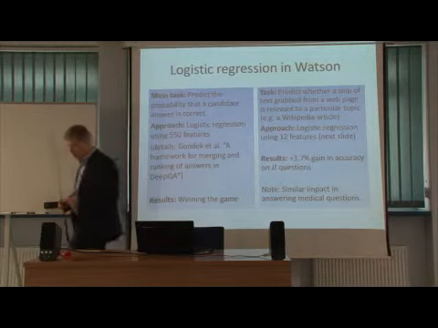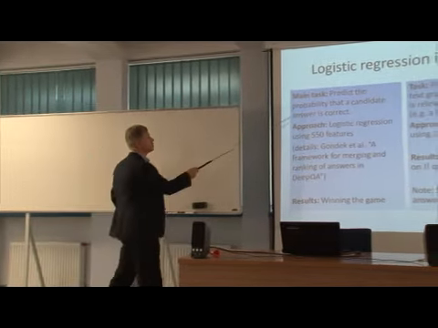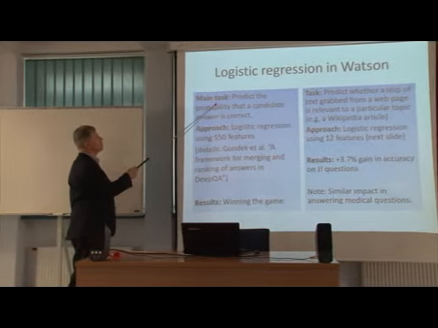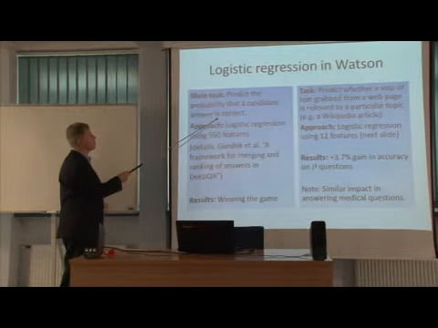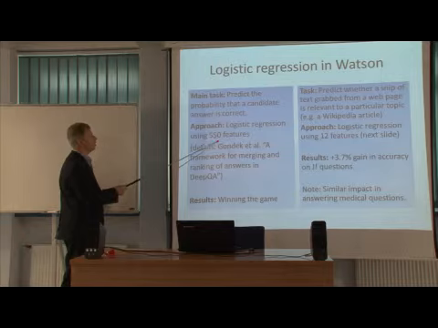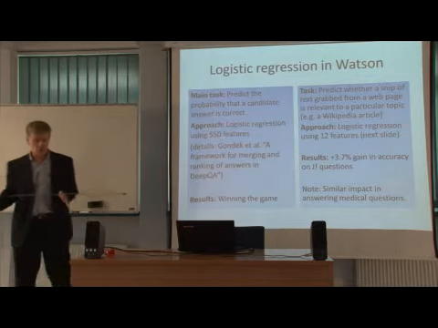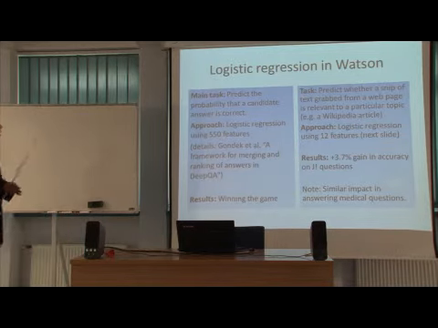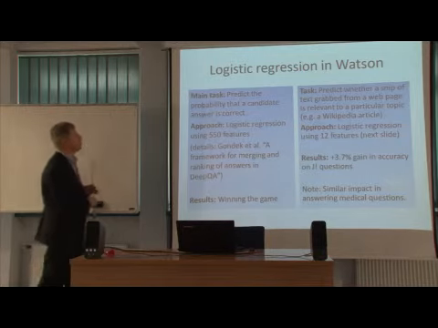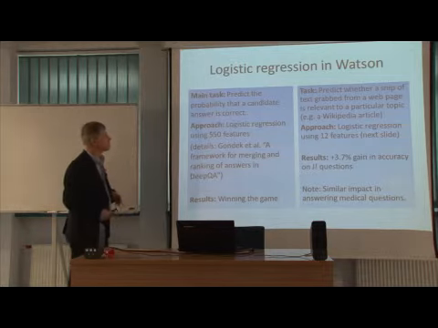So how was logistic regression used in Watson? We mentioned already the main task, that is predicting the probability that the candidate answer is correct. The logistic regression there had 550 features. So it was a relatively complex and difficult to learn logistic function, but the idea was the same as what we discussed a moment ago, the relationship between probability of cell death and the concentration and time. The result here was winning the game.